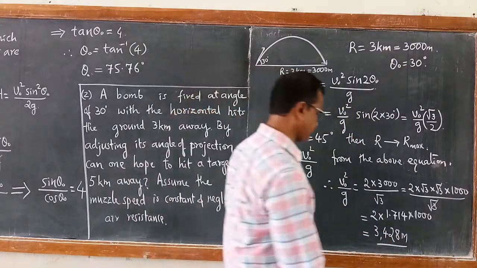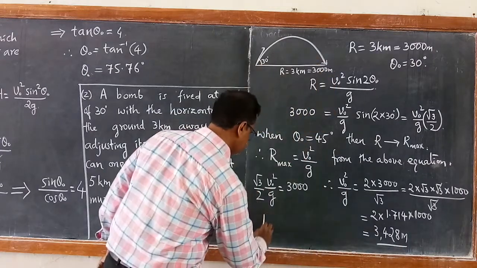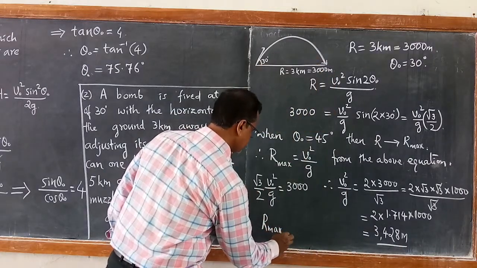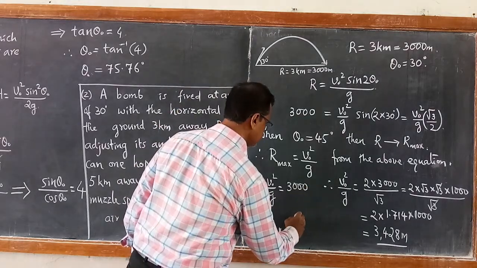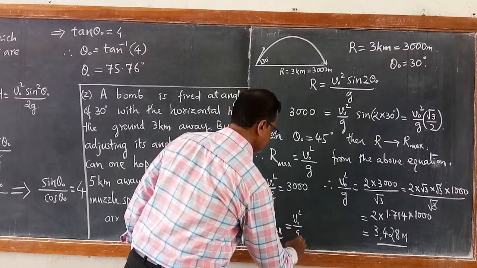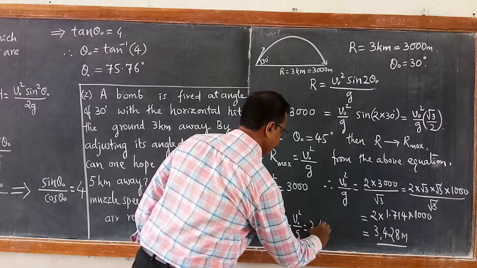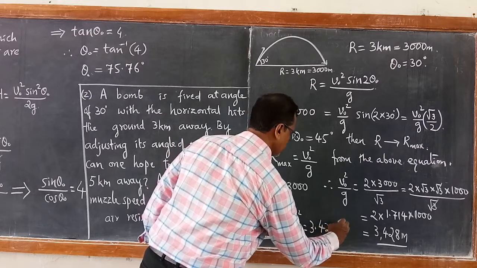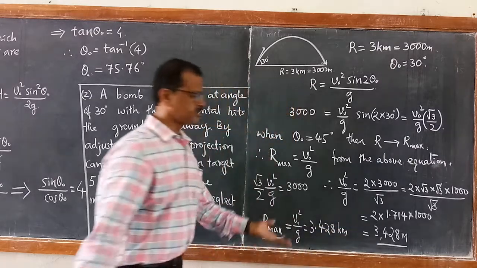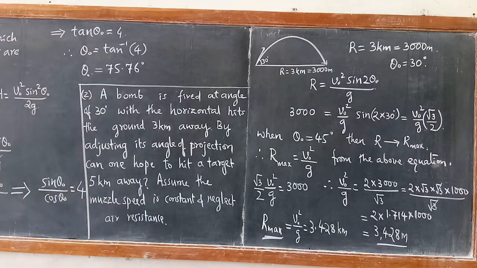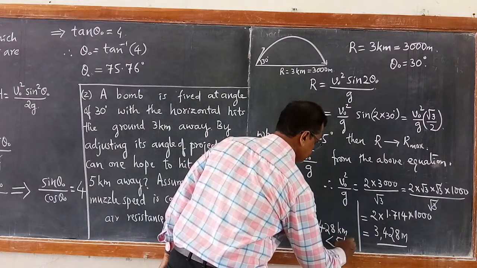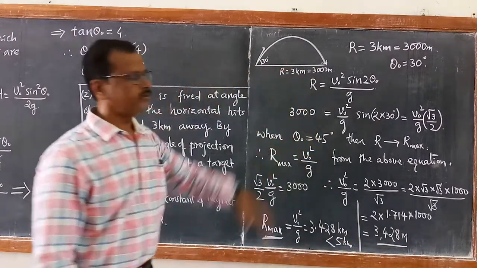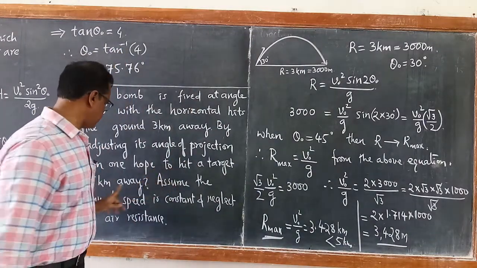3428 meter. It means our maximum range that it can cover is V0 square by G, that is calculated as 3.428 kilometer, which is quite less than 5 kilometer. So we will not be able to hit the target which is at 5 kilometer away.